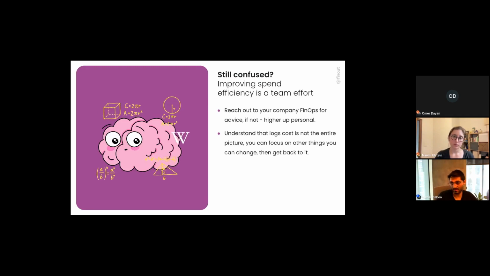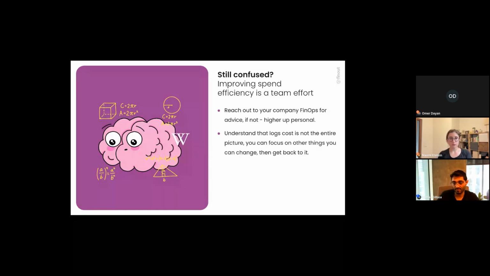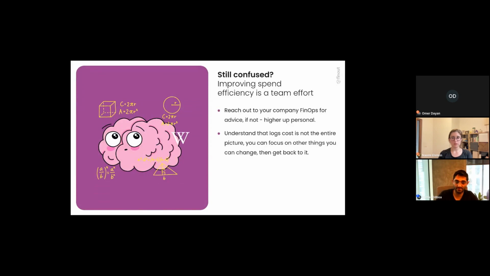All right, so that's about it. And if you're still confused, try reaching out to your company's FinOps who might have a better understanding of how to tackle these sort of cost issues. And you can also keep in mind that logs cost is probably not the entire picture in your organization, and you should have a wider perspective at what cost challenges you want to address first.